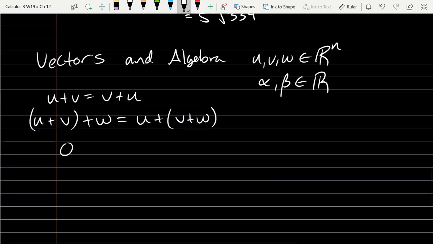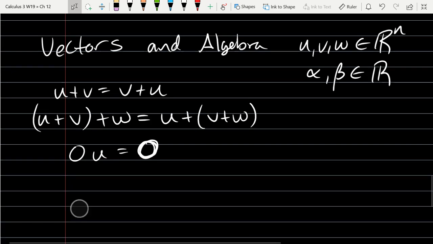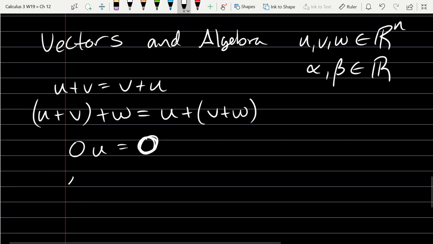So here we have scalar multiplication. Now there are two different types of zeros here. On the left side, we have the number zero. On the right side, I have the vector zero. So a scalar times a vector is always going to give you a vector. In this case, the zero number times any vector is going to give you the zero vector. So that's why we write the zero in bold on the right side.